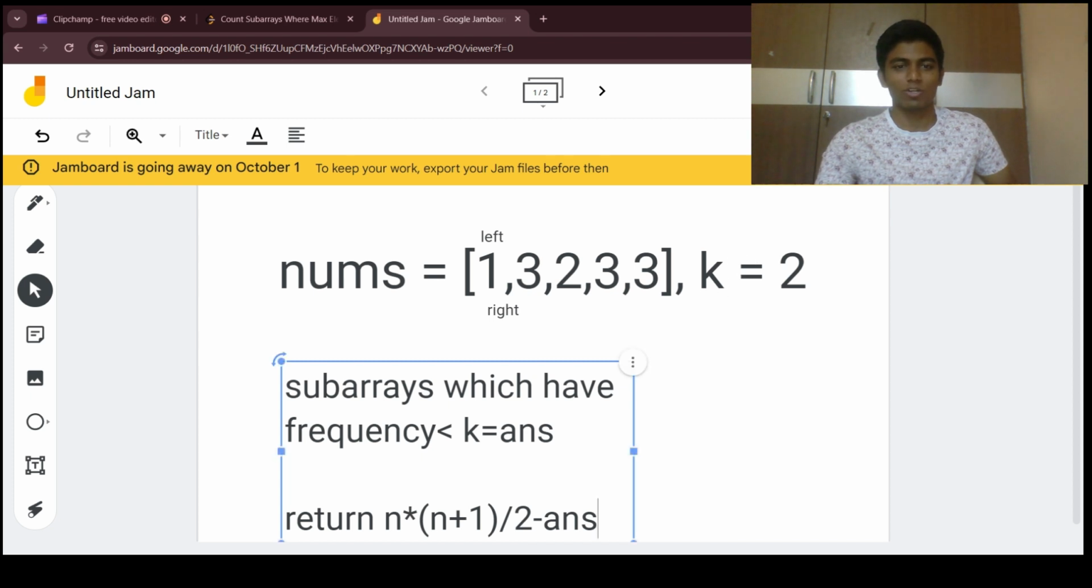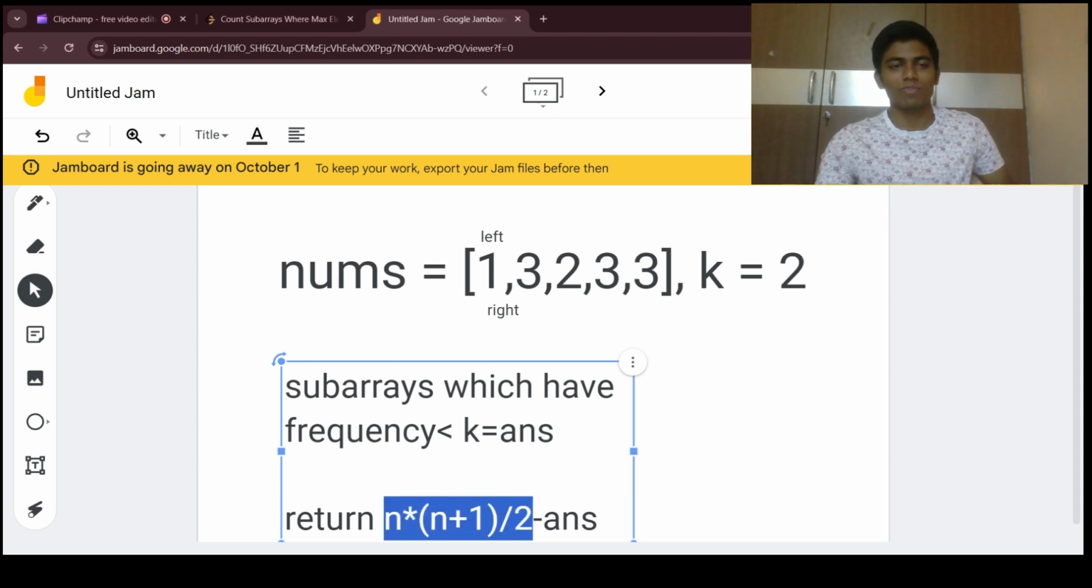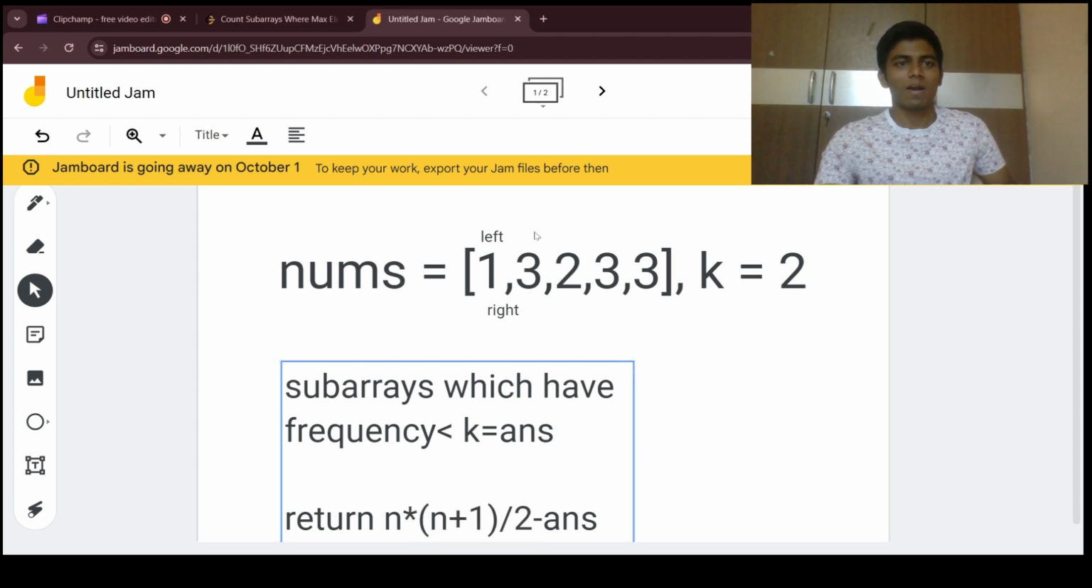That is going to give us the answer of at least k. So this is going to be less than k, and then we are going to remove this answer from the number of all subarrays we can build from this array. So let us see the approach for this.